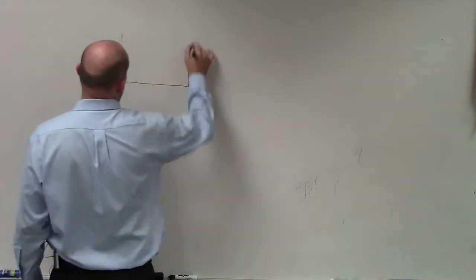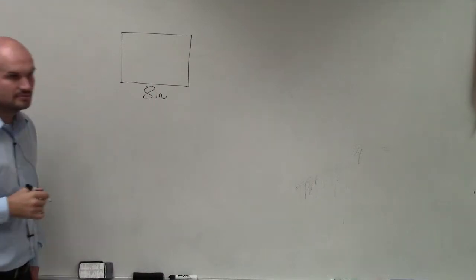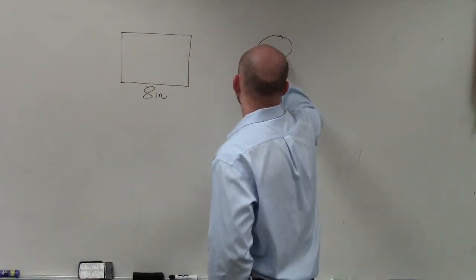So we have a square label. So then obviously, I want to draw a picture of a square label that has 8 inches, right? And that is wrapped around a right cylindrical can.